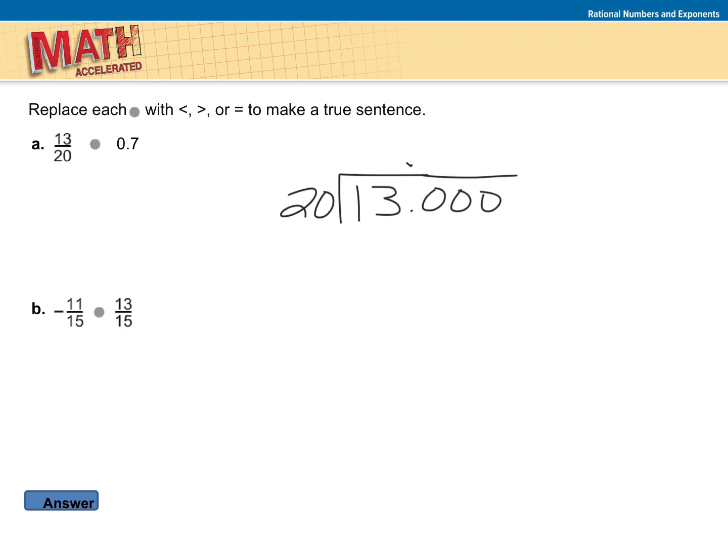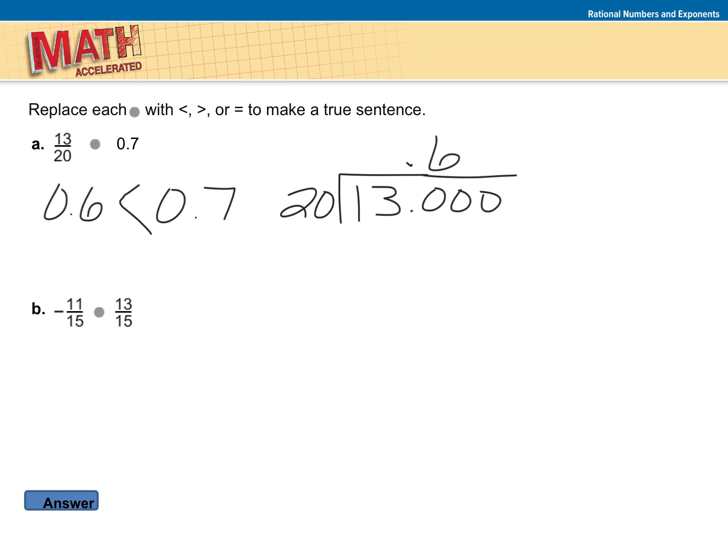How many times does 20 go into 130? 6. Do we need to keep going? Because 20 times 6 is 120, right, but we're just comparing. What's the other one? 0.7. So this is 0.6 something and 0.7. Do we need to keep going, or do we already know which one's bigger? We already know which one's bigger. The alligator is eating stuff, so it is less than. You can go all the way through, but do you really need to? No.